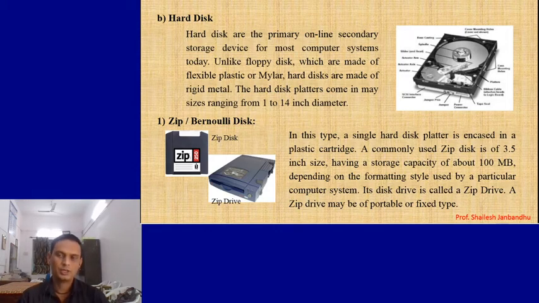The zip disk is the same as the floppy disk, but the drive of the floppy disk and zip disk are different. A commonly used zip disk is 3.5 inch in size, having storage capacity of 100 MB. We cannot increase the size of the zip disk. The disk drive is called a zip drive, and a zip drive may be portable or fixed type. It means it can be attached externally to the computer system, or by default attached internally.